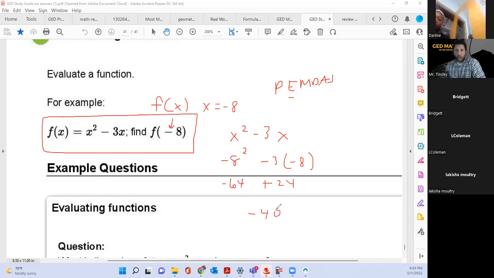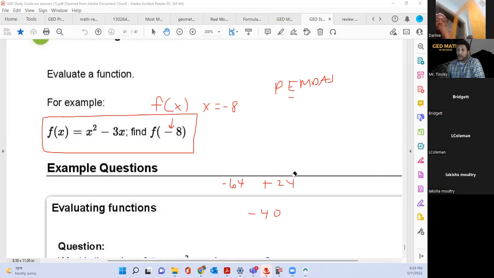Unfortunately, this is wrong. This is how most people would do this problem, and this is why most people get this problem wrong. This is incorrect. So let me show you again how you are supposed to do it.